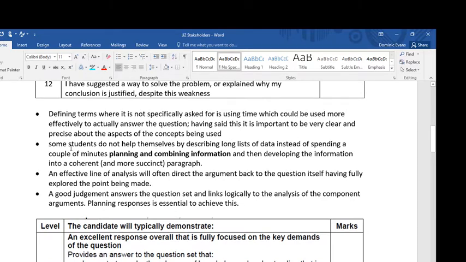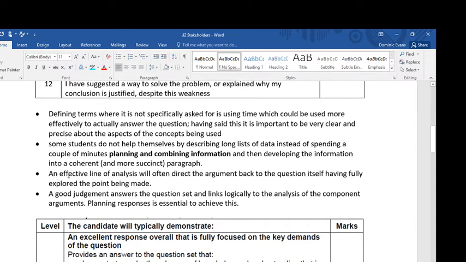This comes from the examiner's report. Some students do not help themselves by describing long lists of data, instead of spending a couple of minutes planning and combining information and then developing the information into a coherent and more succinct paragraph. The key thing here is planning in advance and combining information. This is particularly important when you've got a case study, which I haven't produced for this essay, but plenty of the previous videos that I've done in recent days have had a case study where I've looked at how to combine information.